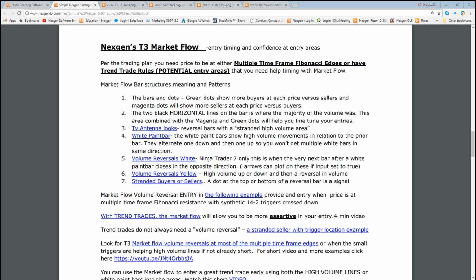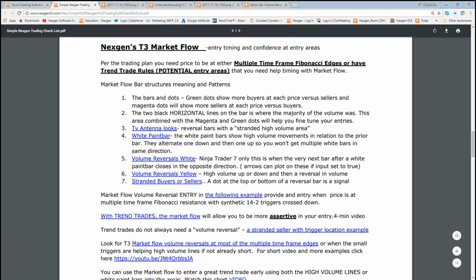And finally, the last indicator that you're going to see a lot of is our T3 market flow indicator. And the short version is this is part of our trading plan right here. The market flow indicator and the market flow automated entry helps you time your entries at areas.